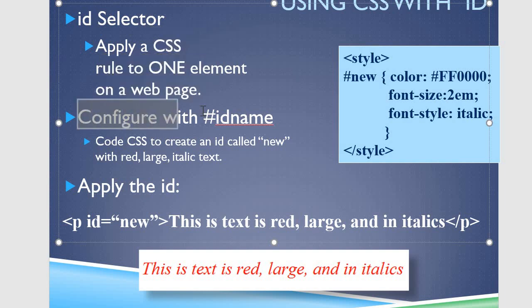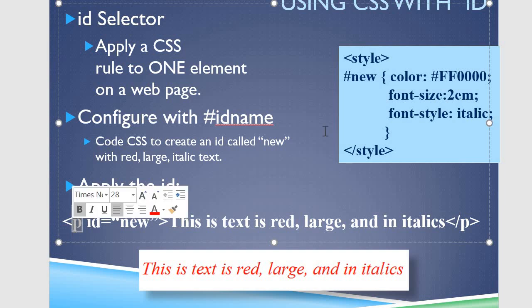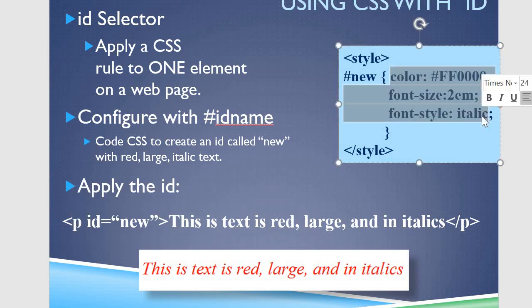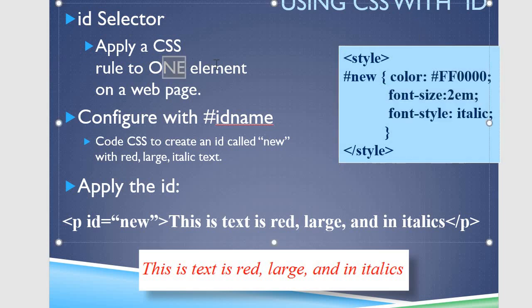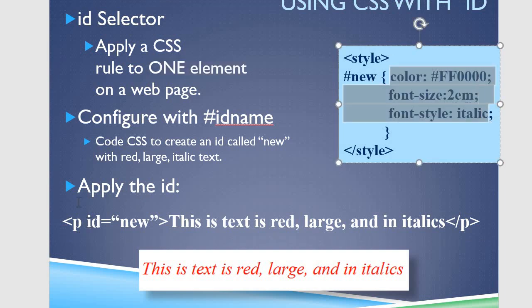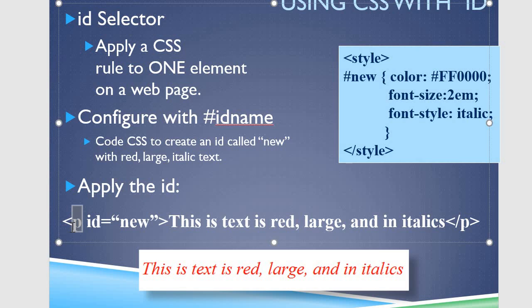So configure it with a hash and the ID name. Here one example, ID equal to new, which means only to the one element. What is the element here? P. Only to that paragraph this style will go, not to the entire set of paragraphs. One element on the web page. So this style will be applicable only to the one paragraph element, hash new.